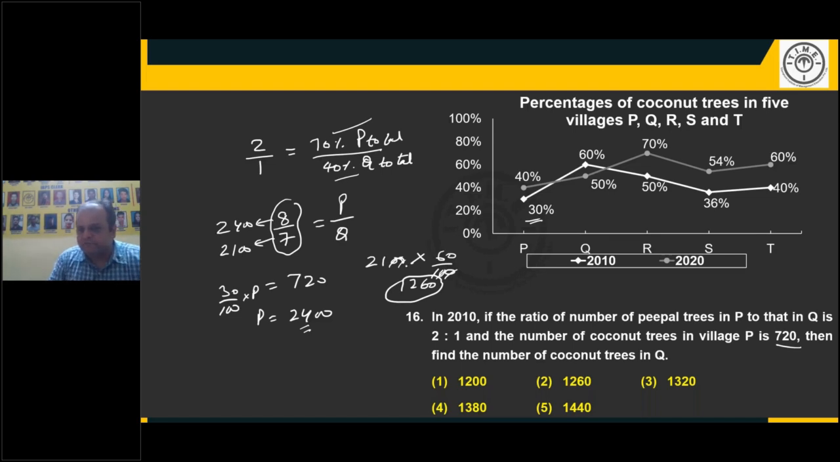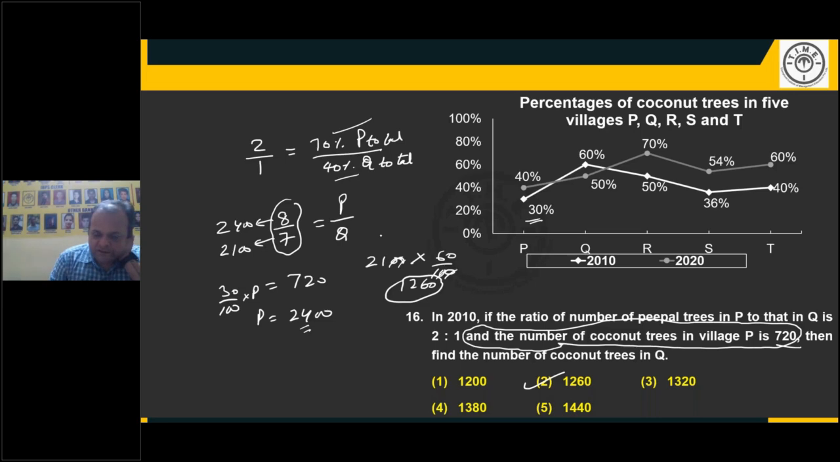So both ways are conveniently done. It's nothing to worry about. You can use whichever way you want. Important is to understand that this value becomes important because this gives you P ka total 2400, and once you get 2400, then you can relate with this ratio, or the way we had done before, 2400 minus 720, and then take a ratio, whichever way. Is it clear both the ways?